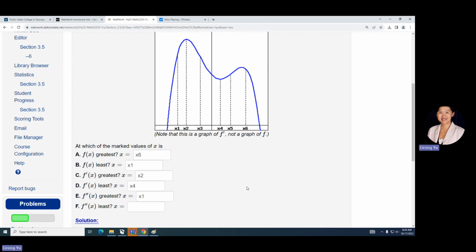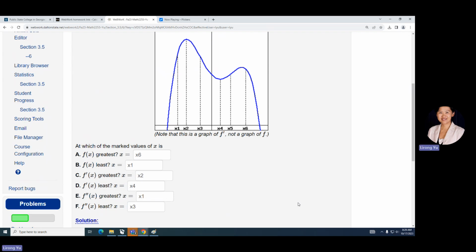The least one should be a negative slope. So we look at this one, which is negative, and this one, which is negative. I think that one's slightly less steep. This one is decreasing but pretty steep. This one is increasing and steep. So I would answer x3 for the smallest.